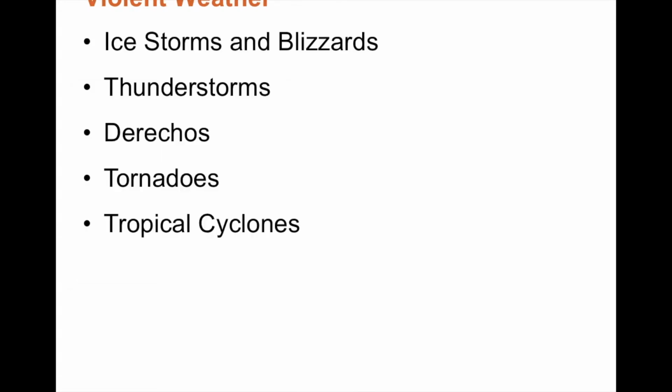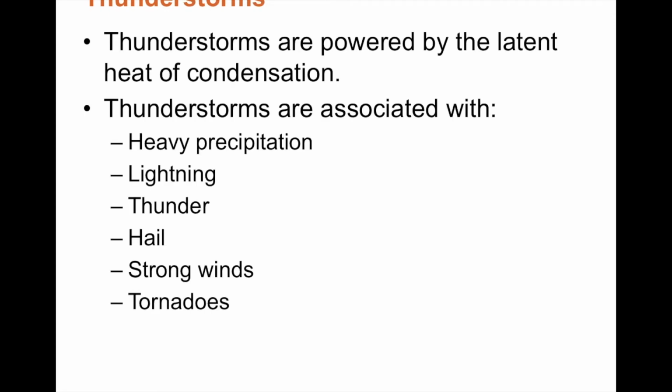Now, violent weather is usually in the forms of ice storms and blizzards, thunderstorms, derechos, tornadoes, and tropical cyclones. Thunderstorms are powered by the latent heat of condensation, and they're associated with heavy precipitation, lightning, thunder, hail, strong winds, and tornadoes.